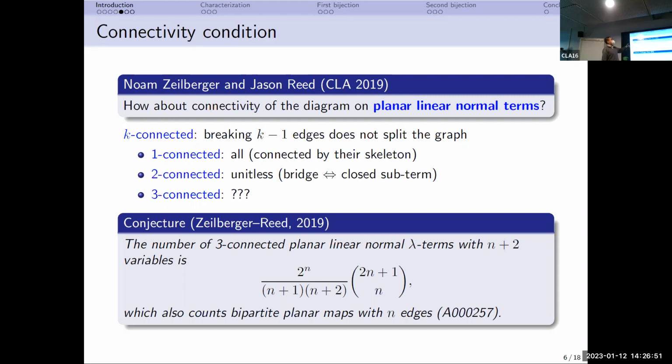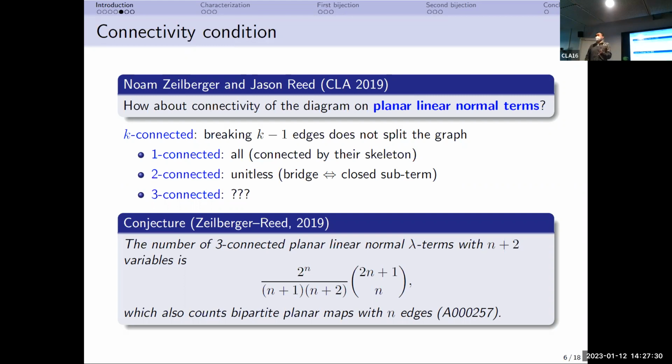And when we look at two-connected diagrams, we see that a diagram is already more or less connected with its skeleton. So it's always one-connected. But if we have a closed subterm in the lambda term, then in the diagram we will have a bridge, because in the subtree on the skeleton, there will be no edge that goes out of this subterm. So disconnecting this edge will disconnect the term. So this corresponds exactly to what we call unitless terms.